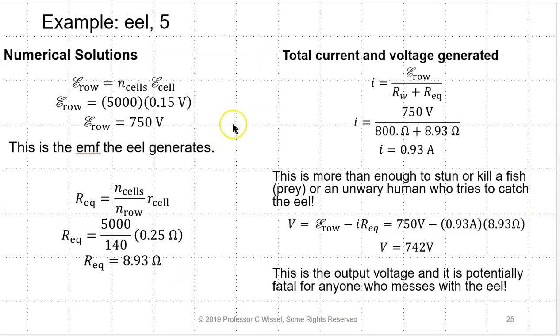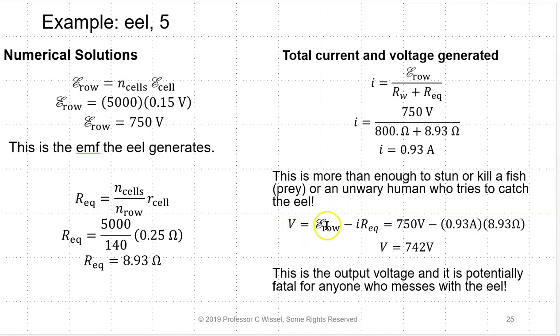Okay, then we need the total current and voltage generated. So I is just E_row over the combination of R_W plus R equivalent. So it's 750 volts divided by 800 ohms plus 8.93 ohms, or the current is a very respectable 0.93 amps, which is almost 1 amp. That's pretty good. Now this is more than enough to stun or kill a fish, which are their prey, or an unwary human who tries to catch the eel.